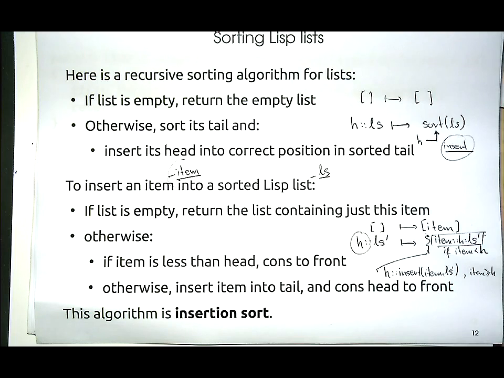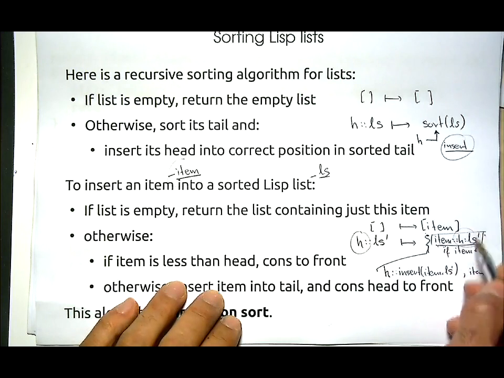And how do I do the insertion of an integer n in a list ls1? I say if it's empty, return the list containing just n, which is the empty list cons n. Otherwise, take its head, h. If the head is greater than the item n, then just return the original list ls1, and at the beginning just add n. So it was this one.